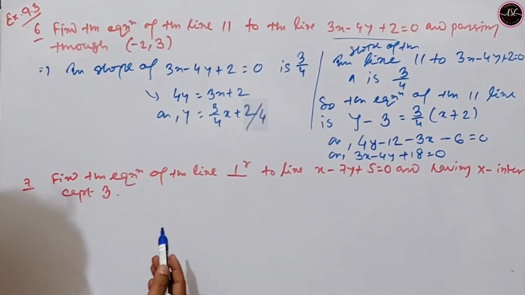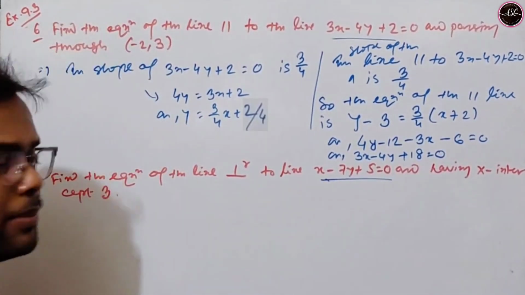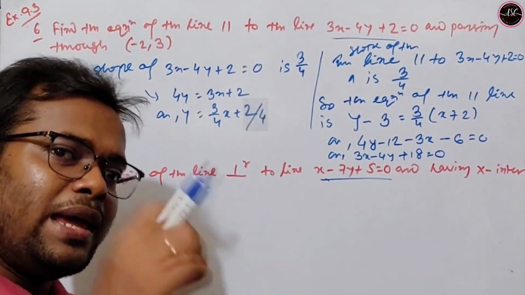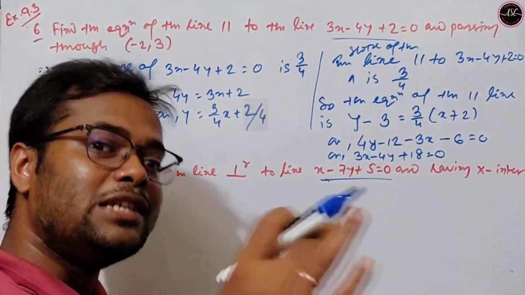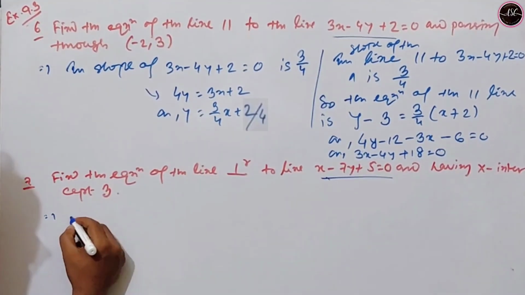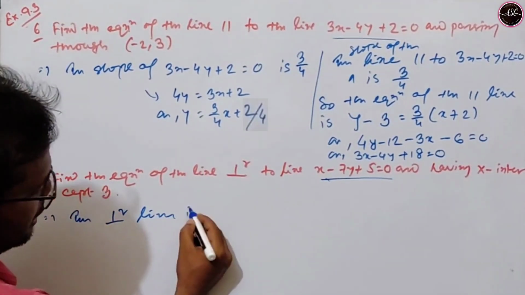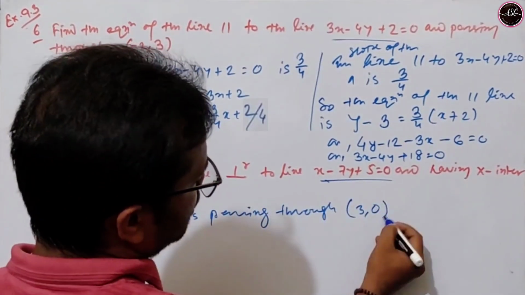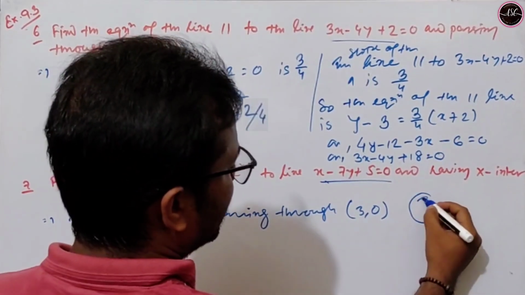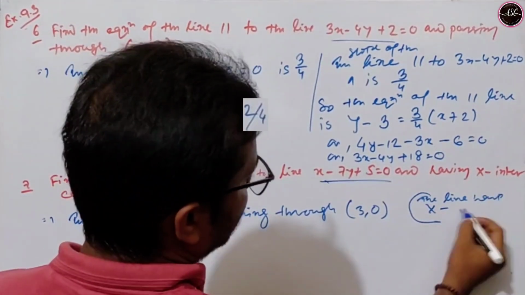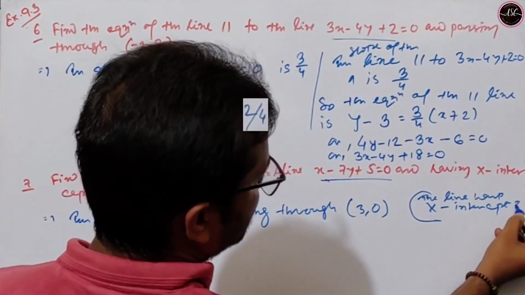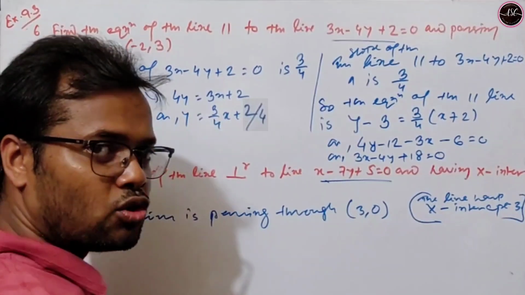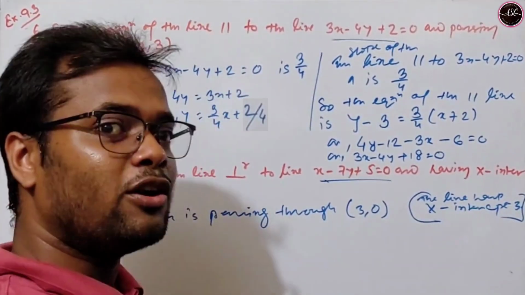Now look at this question. Find the equation of the line perpendicular to this line and having x intercept 3. That means the line cuts the x axis at 3, 0. So the perpendicular line is passing through 3, 0 as the line has x intercept 3. If a line is perpendicular to this, then the multiplication of their slopes is minus 1.